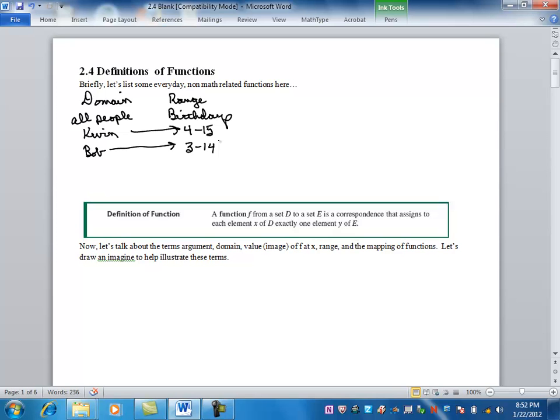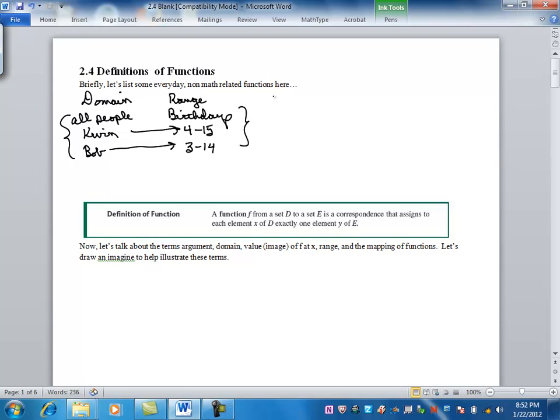Now, many people may share the same birthday. For instance, I know I'm not the only person that was born on April the 15th, but that is the only day that I was born on. I don't have multiple birthdays. I only have one.